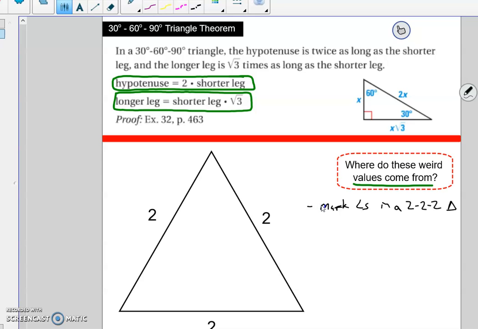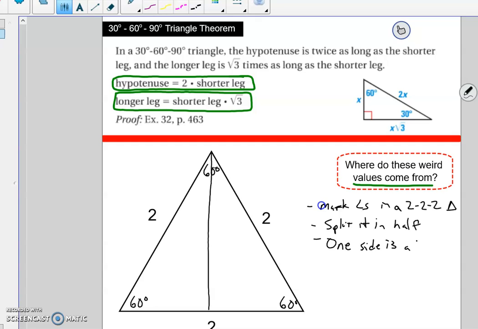Okay, if that's the case, then this is 60 degrees and this is 60 degrees, and up here is going to be 60 degrees as well, right? And now the second thing that you're going to do is take that triangle and split it in half. Okay, we'll go right down the middle. It doesn't really matter which way you go. But if I split that in half, you can maybe already see how we're going to adjust some of these measurements.